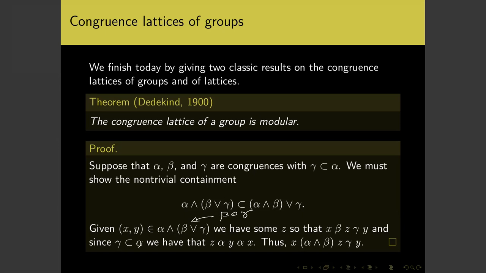Okay, so since gamma is a subset of alpha, that means that if z gamma y, then z alpha y, because if z y is in gamma and gamma is a subset of alpha, surely z y is in alpha. Great, so that's where that comes from. And now y alpha x, that's because x y is in alpha, but alpha is an equivalence relation, so that means that yx is in alpha as well, and that means that y alpha x.